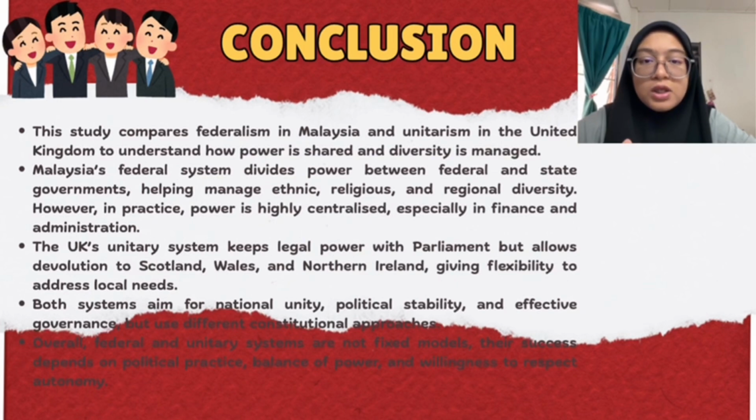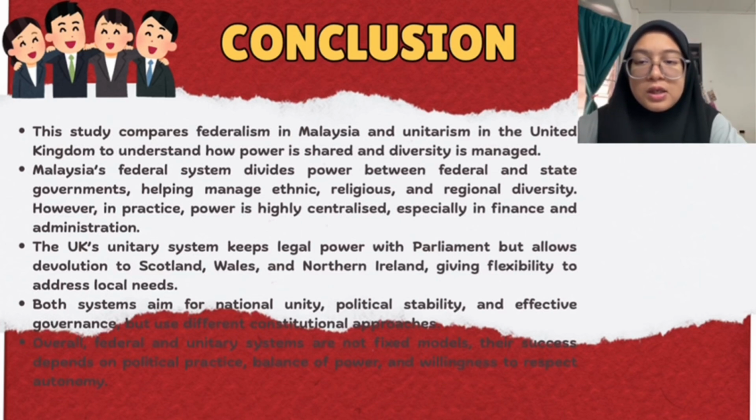States have authority over certain matters such as land and religion, while the federal government controls national issues like defense and foreign affairs. However, Malaysia's federal system is highly centralized, especially in terms of finance and administration. This limits the autonomy of state governments and affects the balance of power within the federal system.